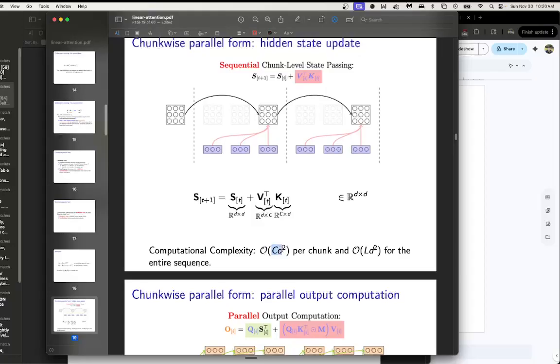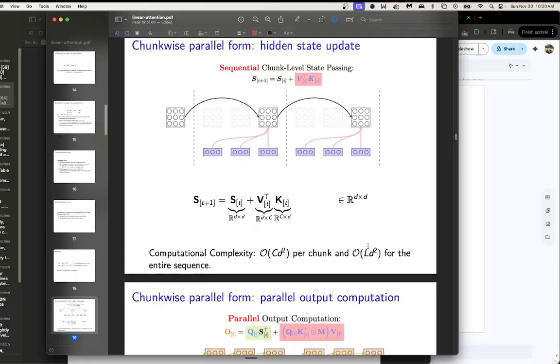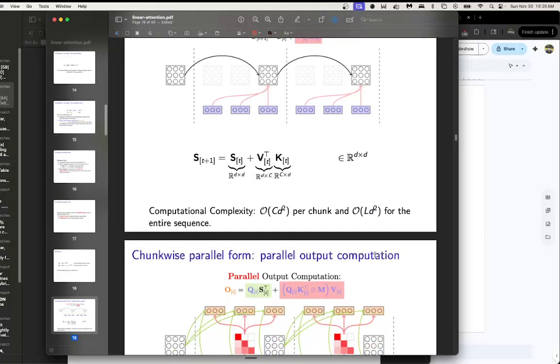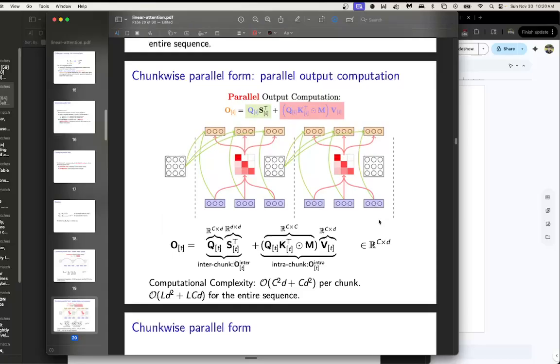The time complexity of this is not high. It's just D squared per chunk, because we're computing a D by D matrix here. But per the entire sequence, we're doing that up to L times. So still, this is much more favorable than L squared, because L might be like 1,000,000, whereas D might be, say, like 4096 or something. So it's much more favorable for that term to be quadratic there.